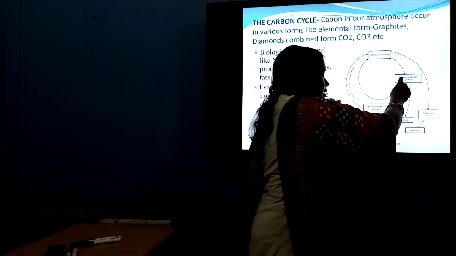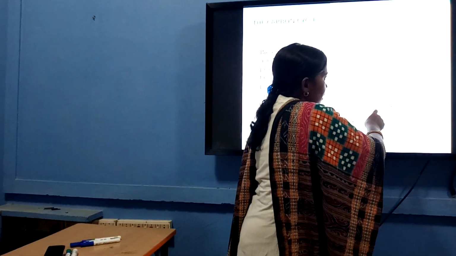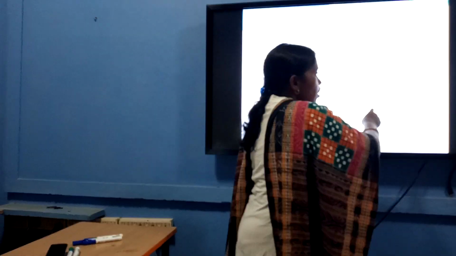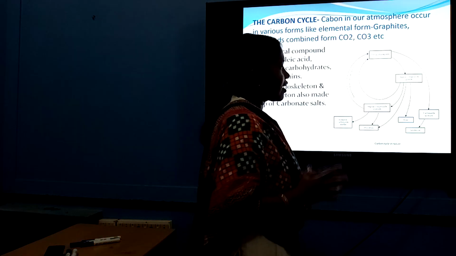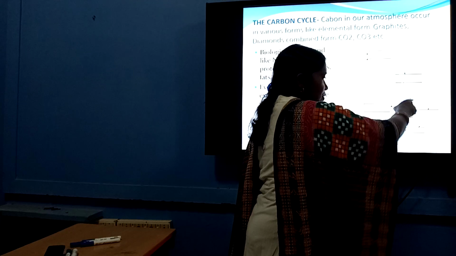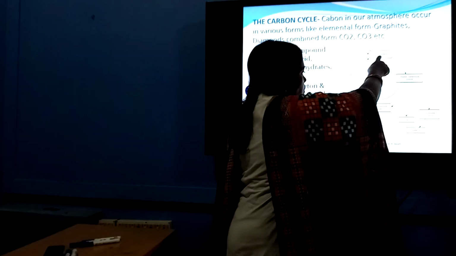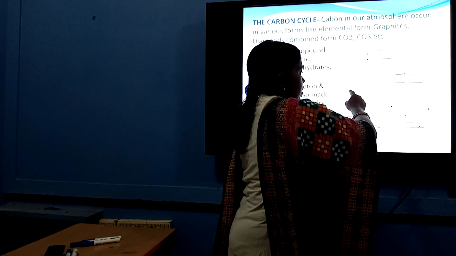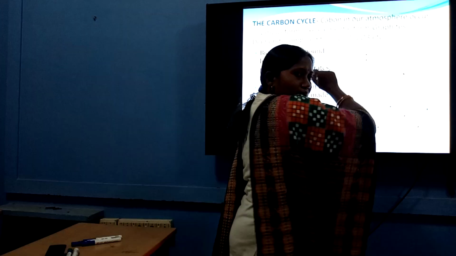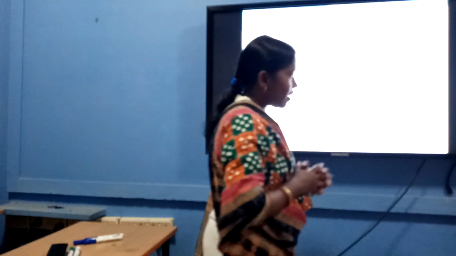Now that carbohydrate will either be used by the plant, or if the plant is consumed by an animal, that carbon enters the animal. We know that plants and animals have a specific lifespan. If they die and are buried under the soil, under high pressure they can form fossil fuels like coal and petroleum. Burning of coal and petroleum releases carbon dioxide into our atmosphere. Even when plants and animals respire, they release carbon dioxide, and when they die and get decomposed, carbon dioxide is also released.